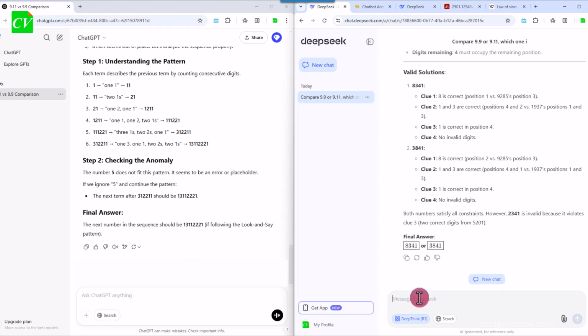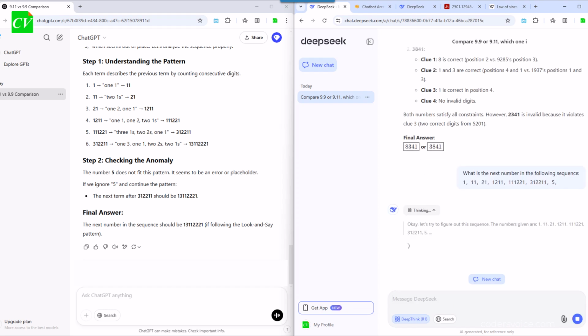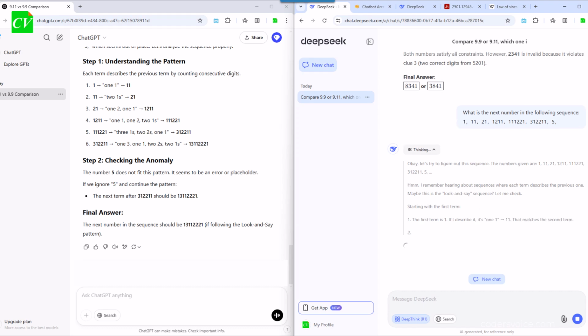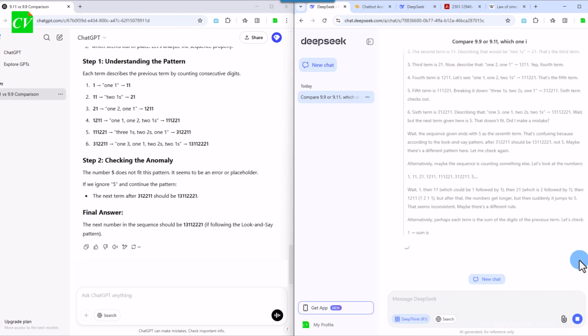Now let's take a look at how DeepSeek answers this question. Now DeepSeek also finds this is a look-and-say sequence.